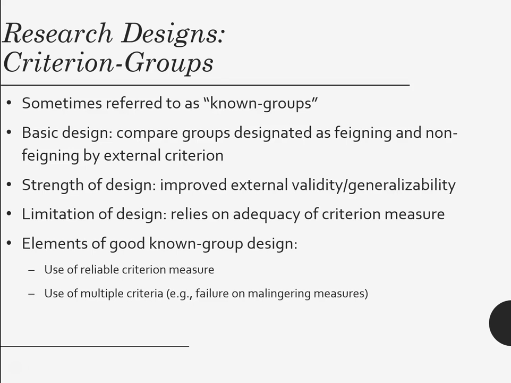So when you're setting up these groups, this is our faking group, this is our non-faking group, you may miss some people. You may misclassify people because the measure you're using isn't necessarily perfect. In order to make this a strong design, you really want to pick a good criterion measure, and in some cases you might use multiple criteria. So people faking on multiple tests versus just one.